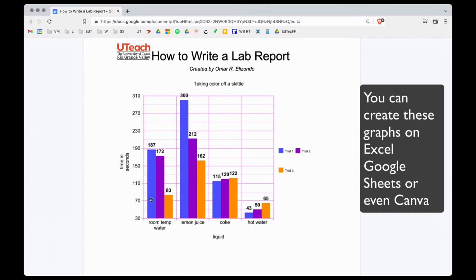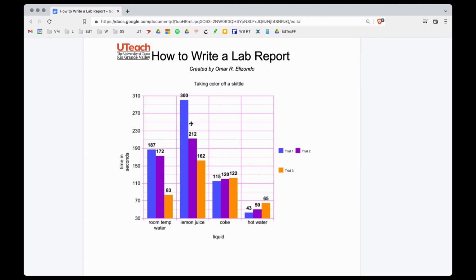What I really like about this is that it is not a 0 to 100 y-axis. It is a y-axis that is appropriate to the data. So you can manipulate this. It doesn't have to be 0 to 100. Often students think that it has to be 0 to 100, and that's not always the case. And then I love that the actual value is right above the data point. So I can visually see, just by looking at it, that it takes a longer time for lemon juice to take the color off a Skittle than hot water. Just visually, I can immediately see that.